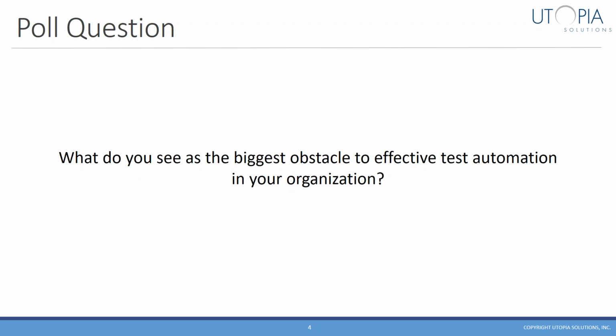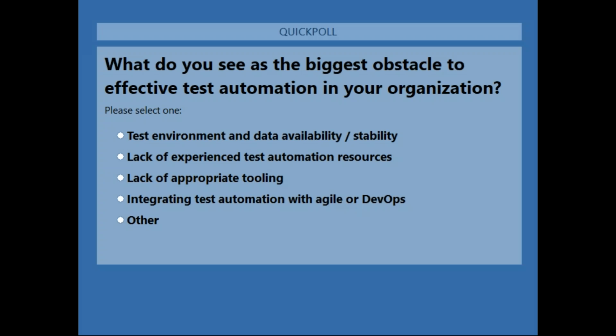So first, I want to start with a quick poll question. So I should launch the poll there, and that is, what do you see as the biggest obstacle to effective test automation in your organization? If your biggest obstacle is other, please select other, and then in the question window, just put other dash and maybe what that topic is. So we'll give it maybe 10-15 more seconds. Let everyone get their vote in. All right, I'm going to go ahead and close the poll, and then we'll look at those results a few slides down the road.